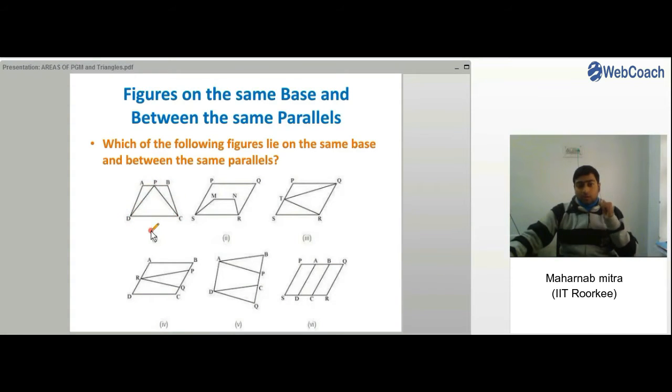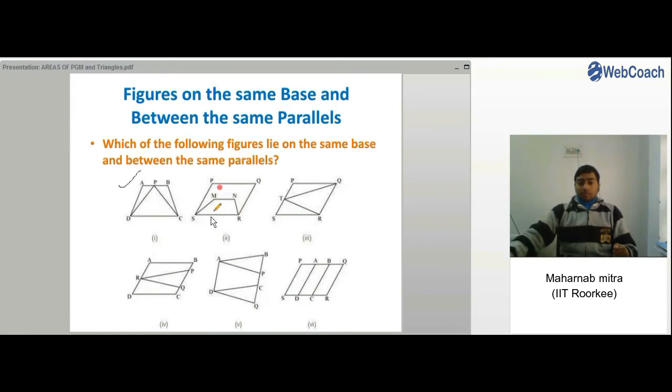These two figures are lying on the same base and the two sides AB and CD, we are assuming they are parallels, so we can tell that these are the figures on the same base and between the same parallels. Same base is CD and the same parallels are AB and CD. So here we have considered the triangle PCD and the quadrilateral ABCD.